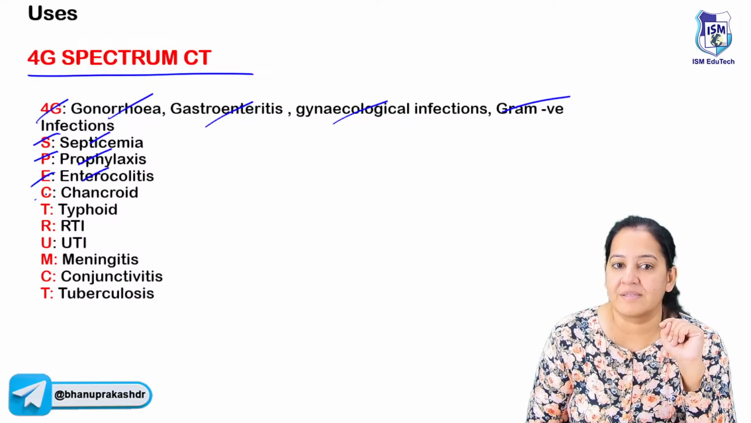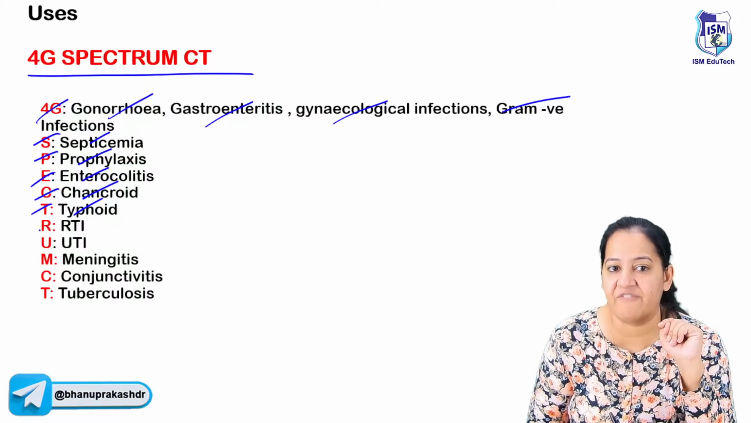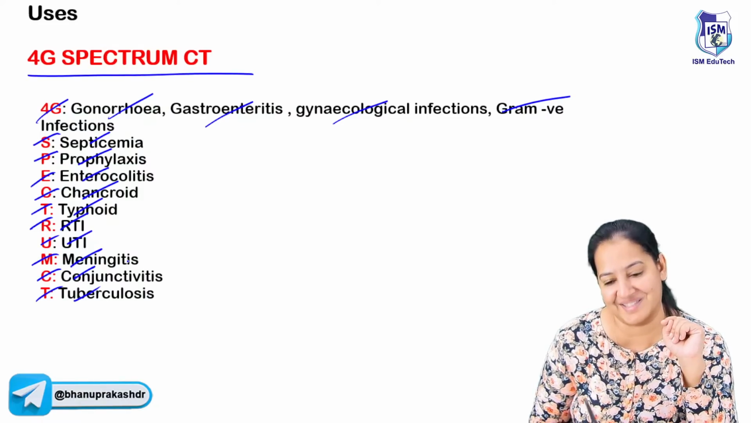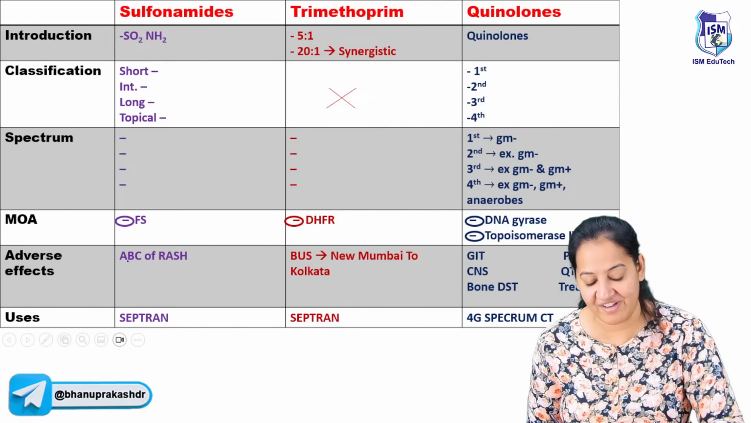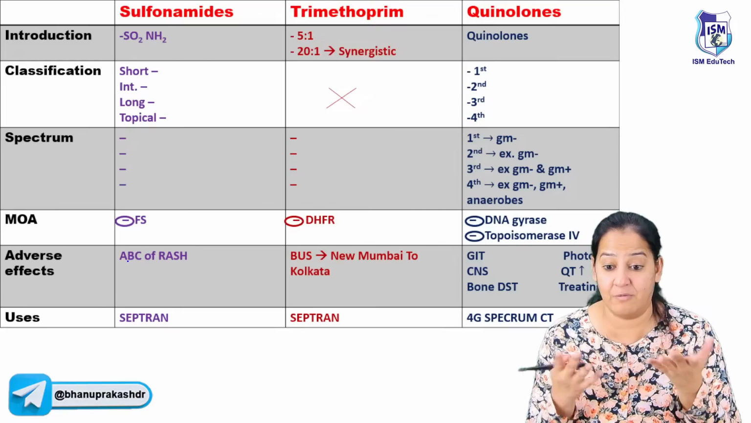E is enterocolitis, C is chancroid, T is typhoid, R is RTI, U is UTI, M is meningitis, C is conjunctivitis, T is TB. I know the list is extensive, people. I can understand. First time when I heard all these lists, I was like, what is all this?